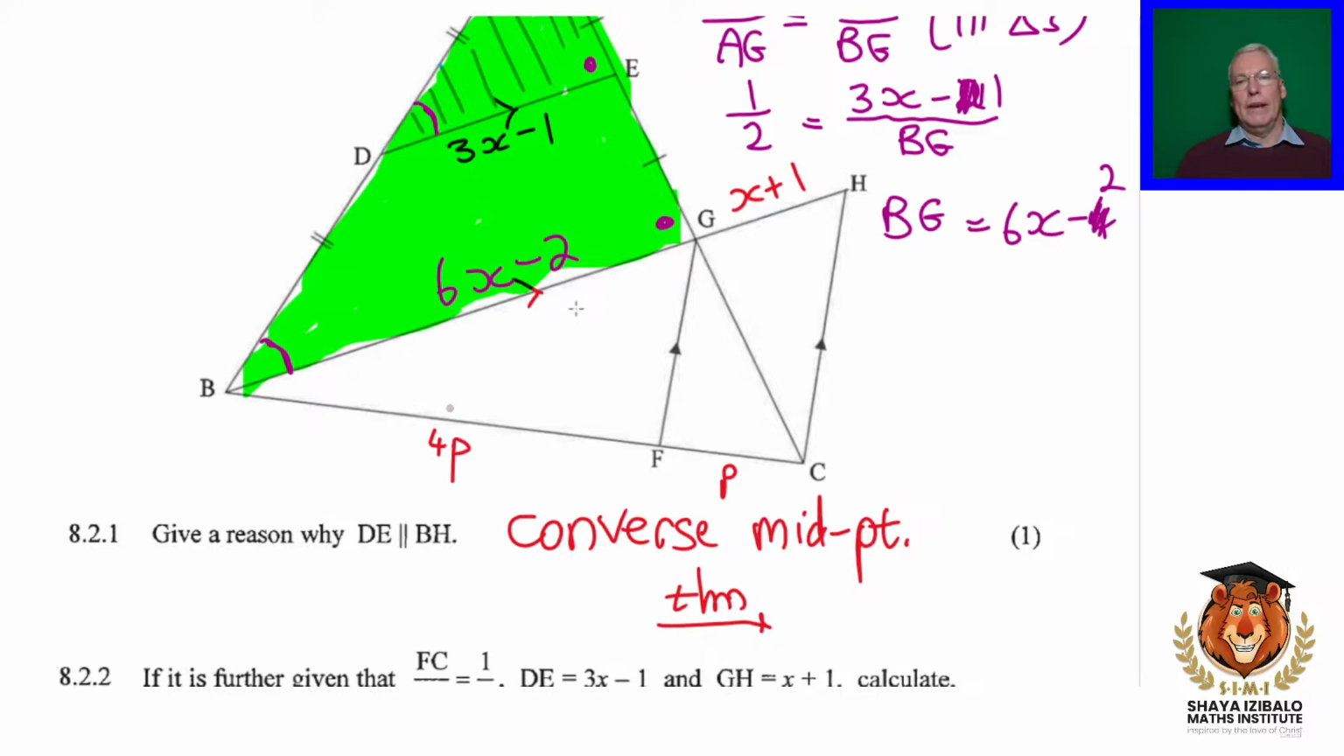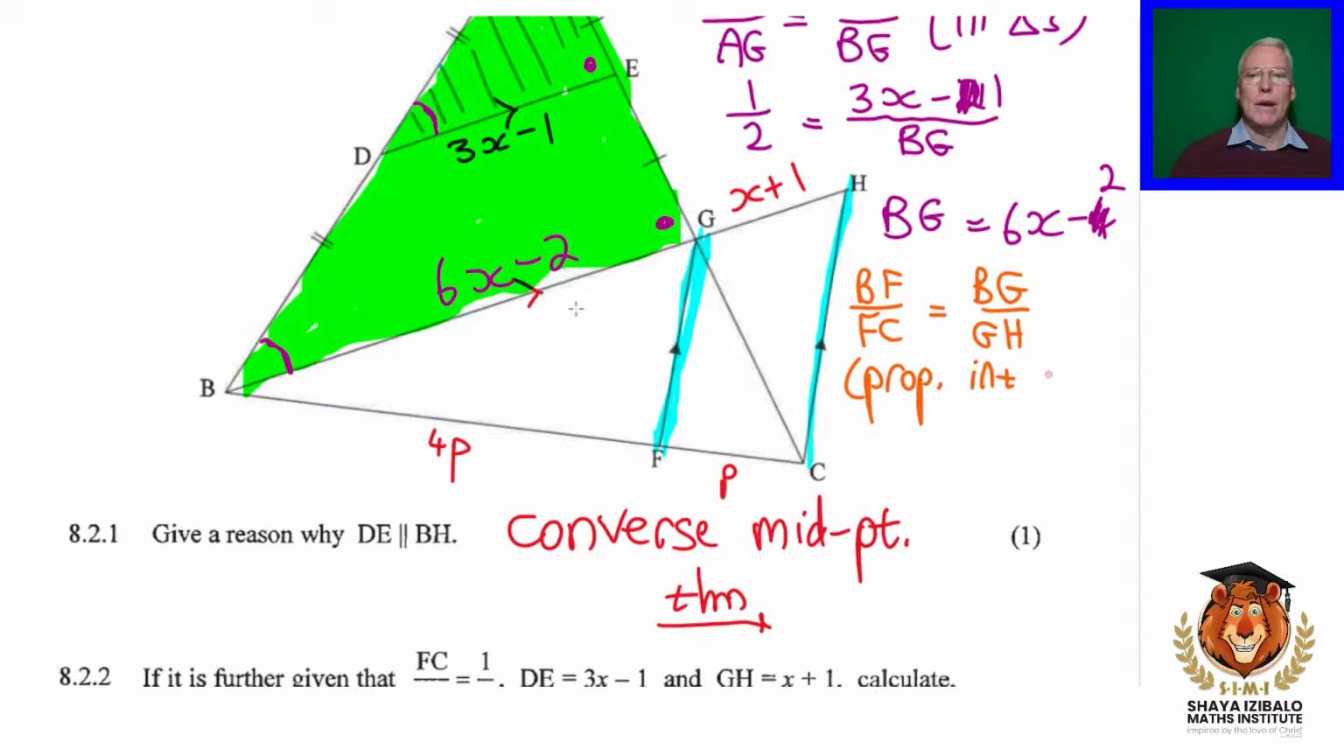Okay, now let's look in the other triangle. We've got parallel lines here and here. And we know the ratios on both sides must be equal. So we now know that BF as to FC must be the same as BG as to GH. And the reason for this is the proportional intercept theorem. We know that FG is parallel to CH. So in other words, 6x minus 2 over x plus 1 must be the same as 4p over p.